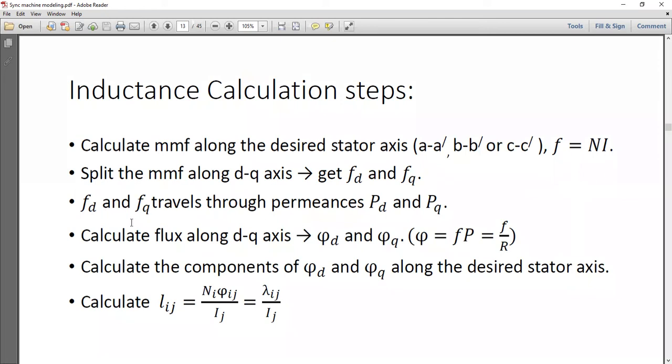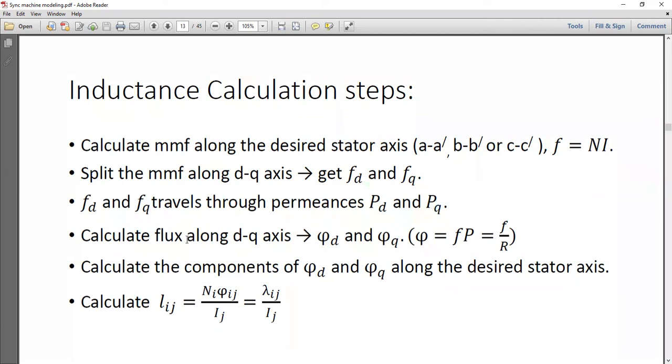As we saw, the permeance varies. Along the D axis we get some permeance, and along the Q axis the permeance is different from the D axis because of the difference in air gap. So these MMFs, FD and FQ, will certainly travel through different permeances. They will be established through different magnetic paths having permeances PD and PQ.